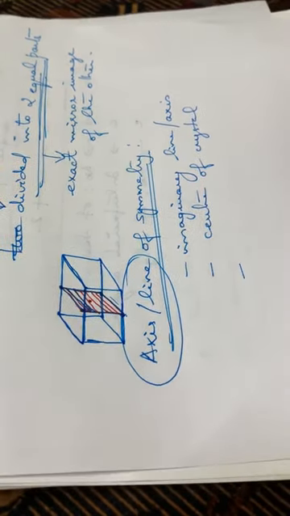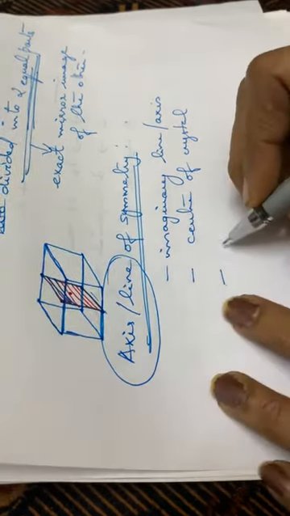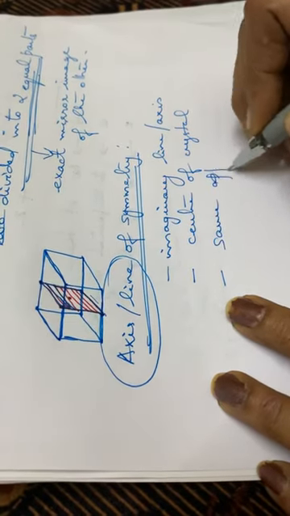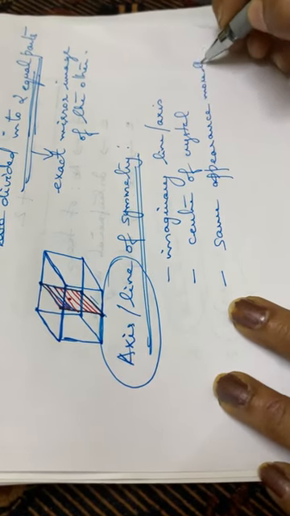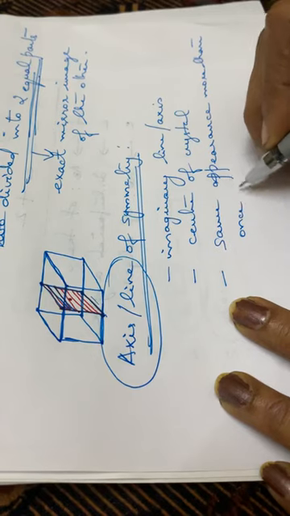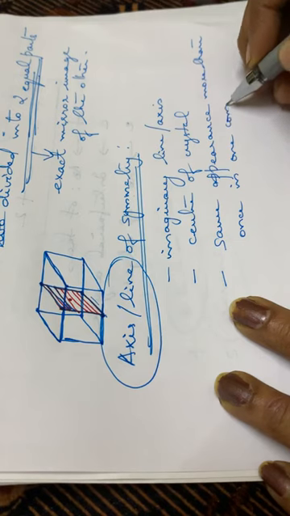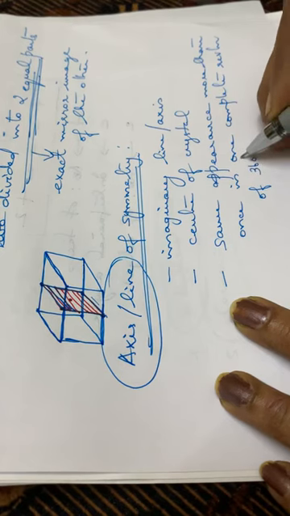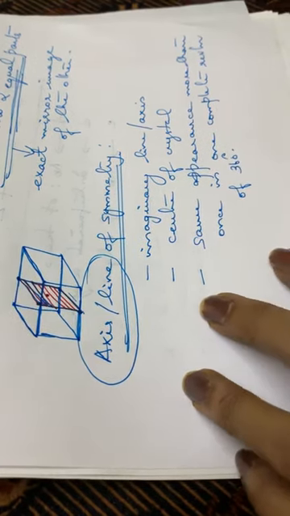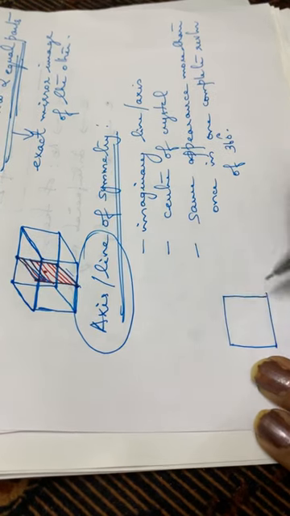While passing through the center of the crystal, it will be showing exactly the same appearance. The same appearance will be shown more than once in one complete revolution of 360 degrees. Suppose I am drawing this axis of symmetry. Again a cube.